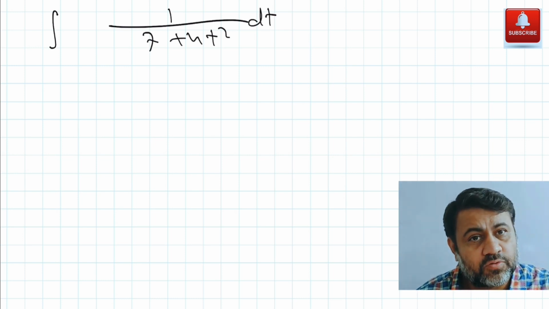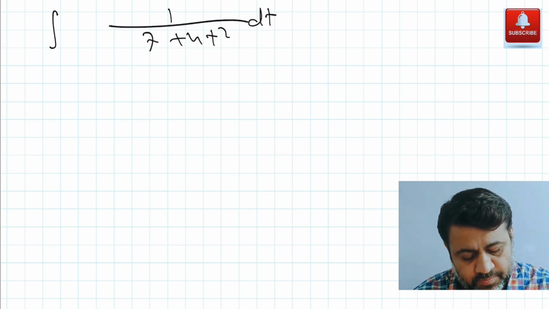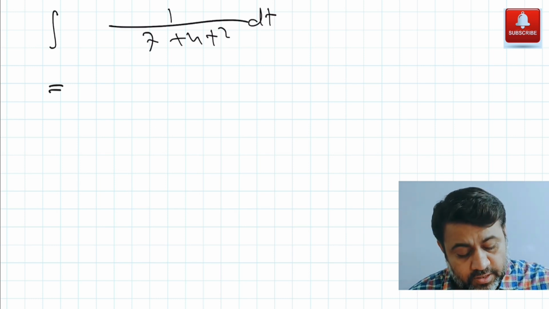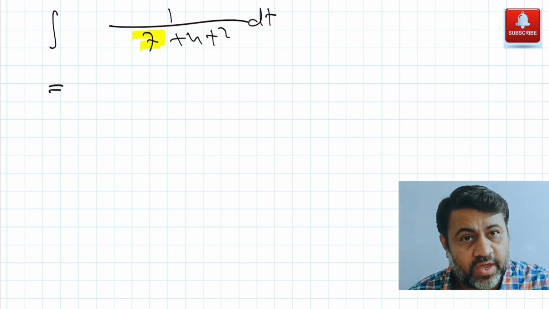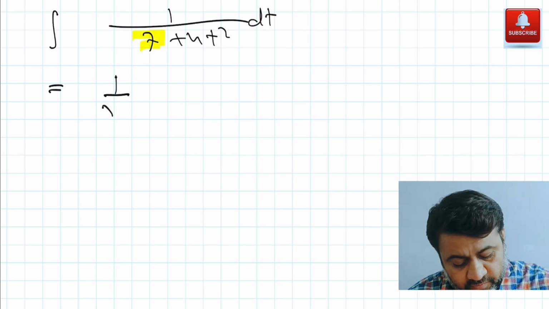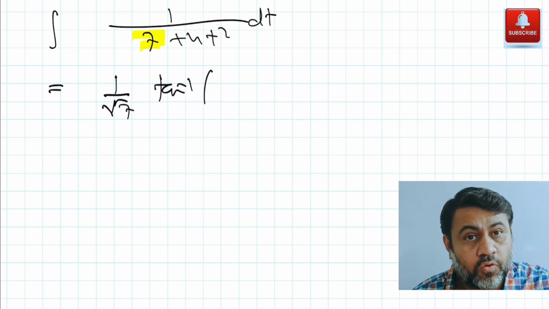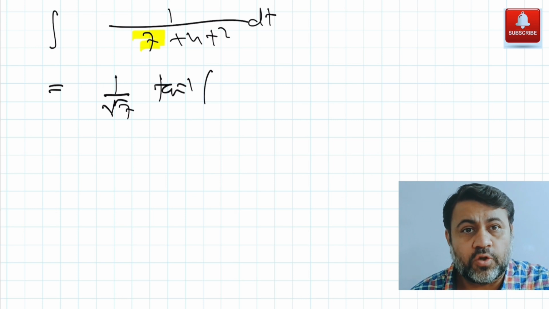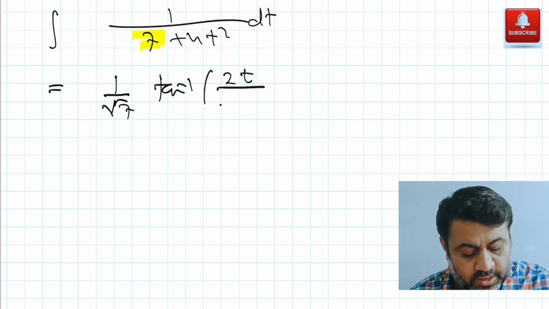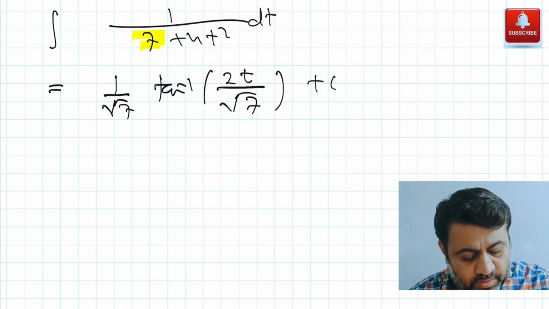What is 1 by a square plus x square? 1 by a tan inverse of x by a. Just apply that formula. Here observe a square is 7, so a has to be root 7. So this will be 1 by root 7 tan inverse of 4t square. 4t square, I'll look at this as 2t the whole square. So applying the formula, we get 2t upon root 7 plus c.